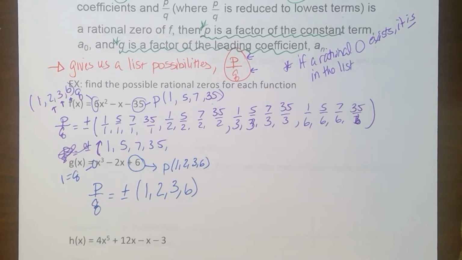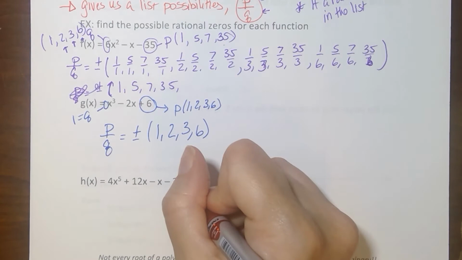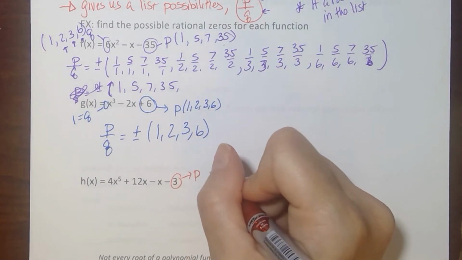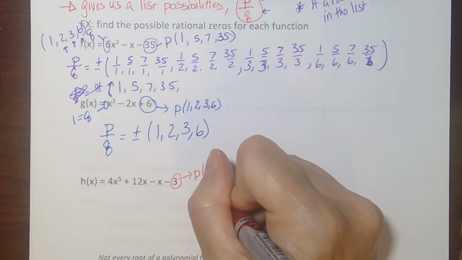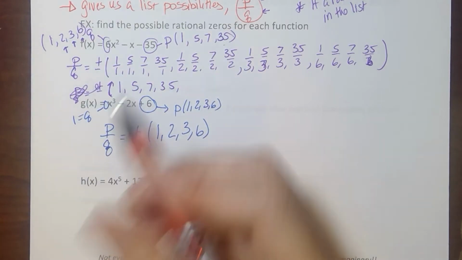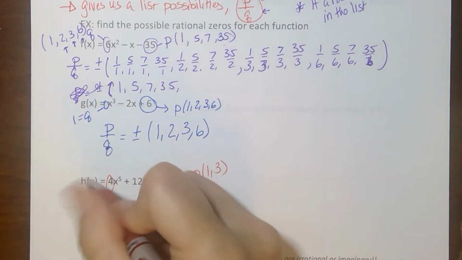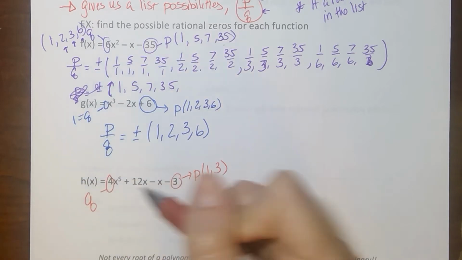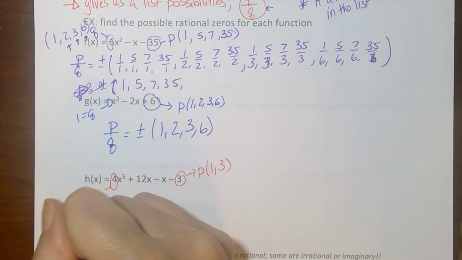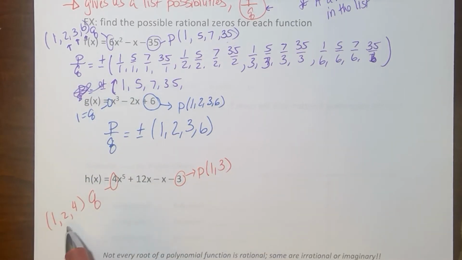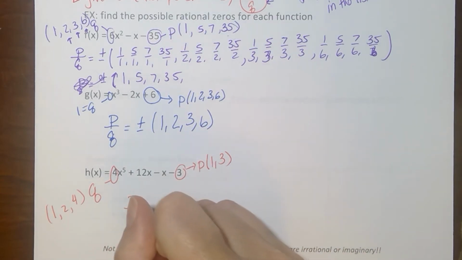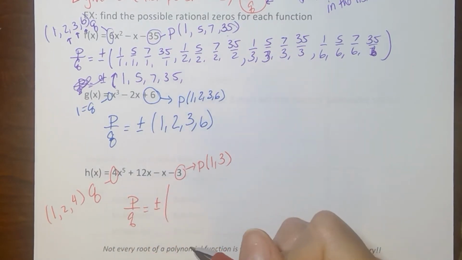Let's do one more. H of x. Our values for p come from the constant. They go in the numerator. 3 is prime, so the only possibilities here are 1 and 3 for my numerator. The values for q, my denominator, come from the leading coefficient. 4 is not prime. I have 1 times 4 or 2 times 2, so I have 3 different factors of 4.